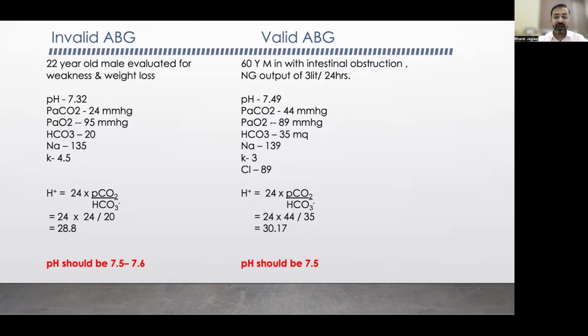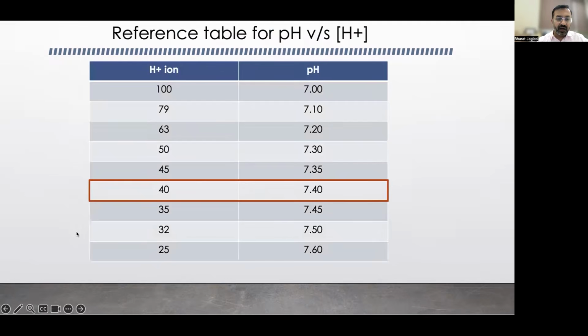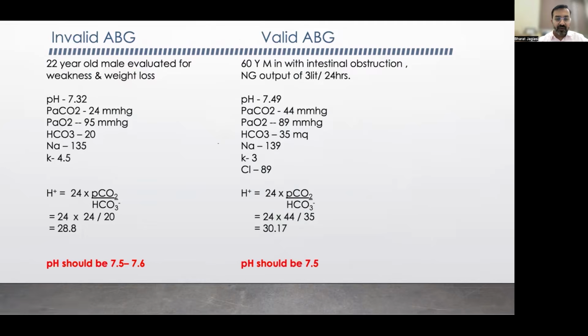So let's calculate it. There's a 22-year-old male evaluated for weakness and weight loss, and these are the numbers. So I need to calculate the hydrogen ion, that is 24 times PCO2 divided by bicarbonate. So it's coming around 28.8. And when I look into it, at 28.8, the pH should be somewhere around 7.5 to 7.6, and the pH is 7.32, so the ABG is invalid.